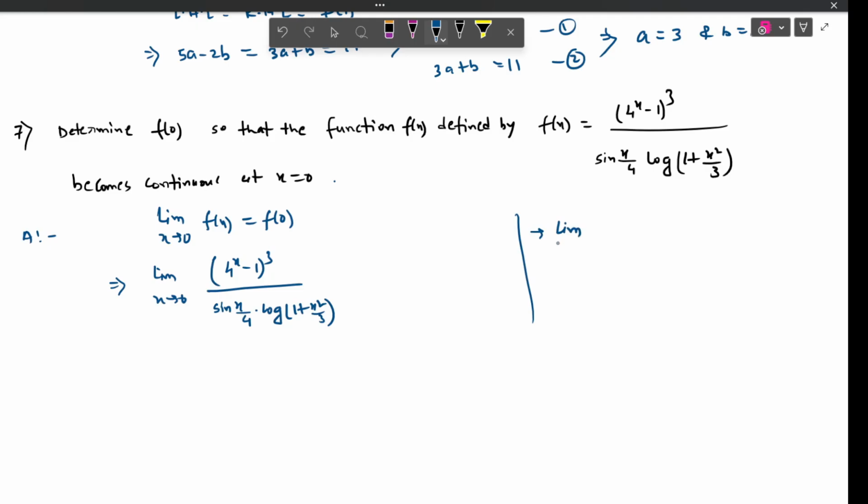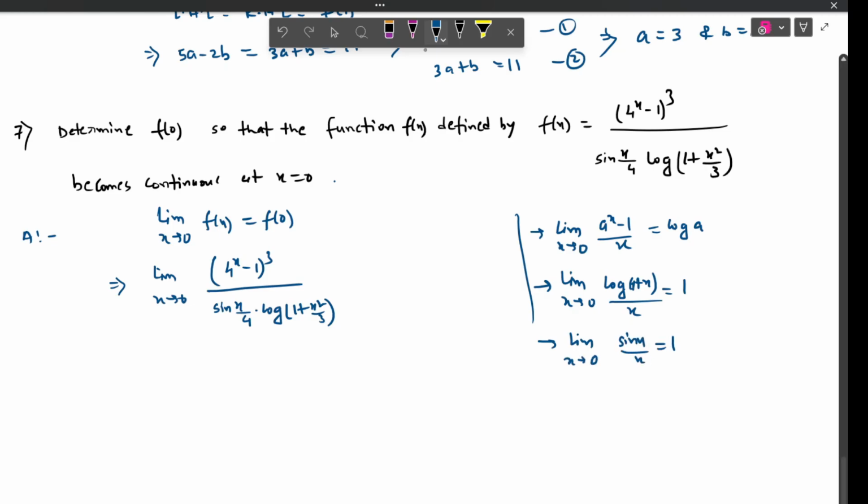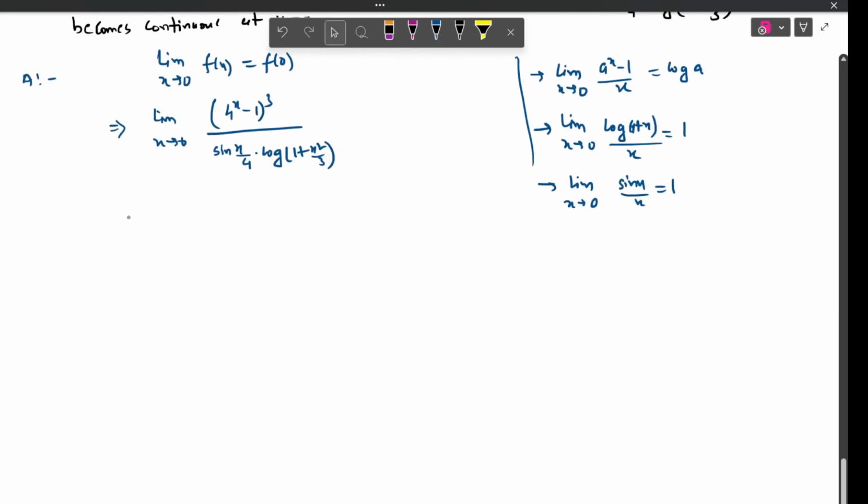limit x tends to 0, a to the power x minus 1 by x is log of a, and we know limit x tends to 0 log of 1 plus x by x is equal to 1, right? And the limit x tends to 0 sine of x by x is 1. Now let's solve in this format.